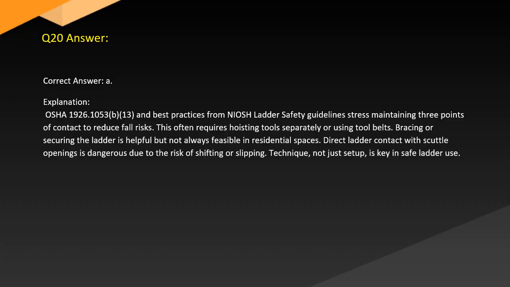Answer. Correct answer: A. Explanation. OSHA 1926.1053(b)(13) and best practices from NIOSH ladder safety guidelines stress maintaining 3 points of contact to reduce fall risks. This often requires hoisting tools separately or using tool belts. Bracing or securing the ladder is helpful but not always feasible in residential spaces. Direct ladder contact with scuttle openings is dangerous due to the risk of tipping or slipping. Technique, not just setup, is key in safe ladder use.